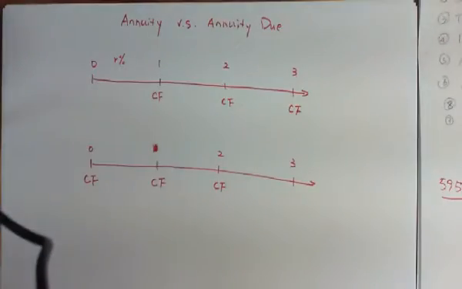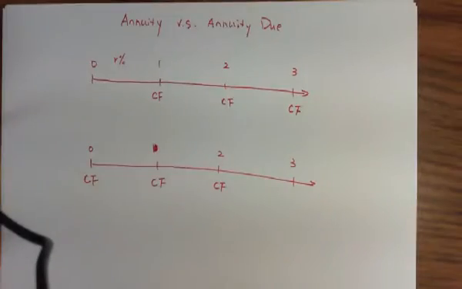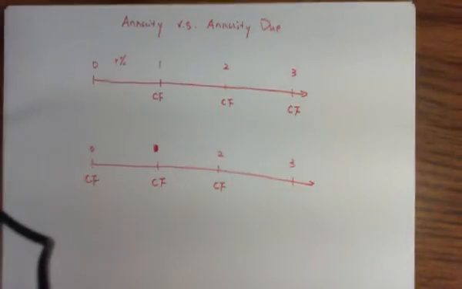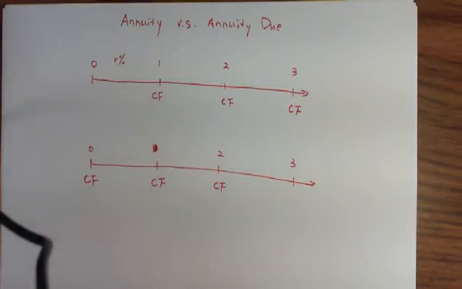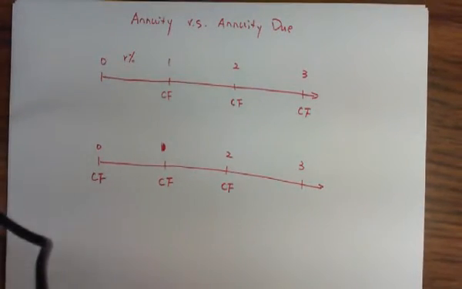In this video, I want to talk about the difference between annuity and annuity due. Both are level cash flow streams. Both make a limited number of payments. The difference between annuity and annuity due is the timing of the payments. In this example, this is slide number 23, chapter 6.